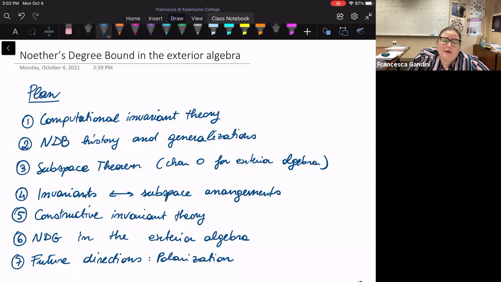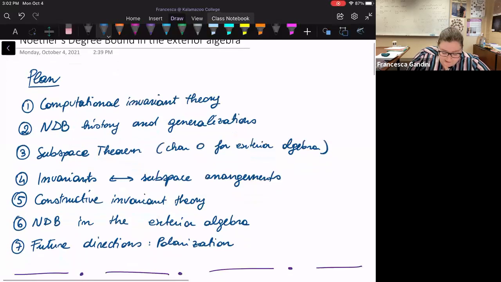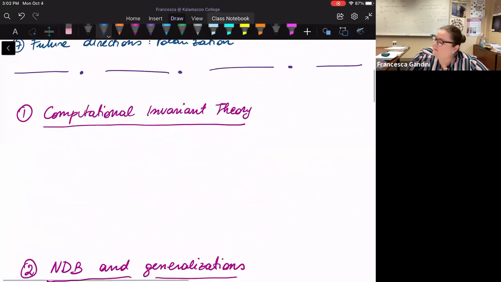And then I'm going to tell you about the connection between invariants and subspace arrangements, and how we will use that to construct invariants. And I'm going to say construct in quotes because it's very computationally expensive. But it's still going to give us the Noether degree bound in the exterior algebra. And I want to tell you a little bit about the future direction, in particular polarization. And that's where, if folks are interested, I really would like to have more people to play around with. All right, so let's get down to business.